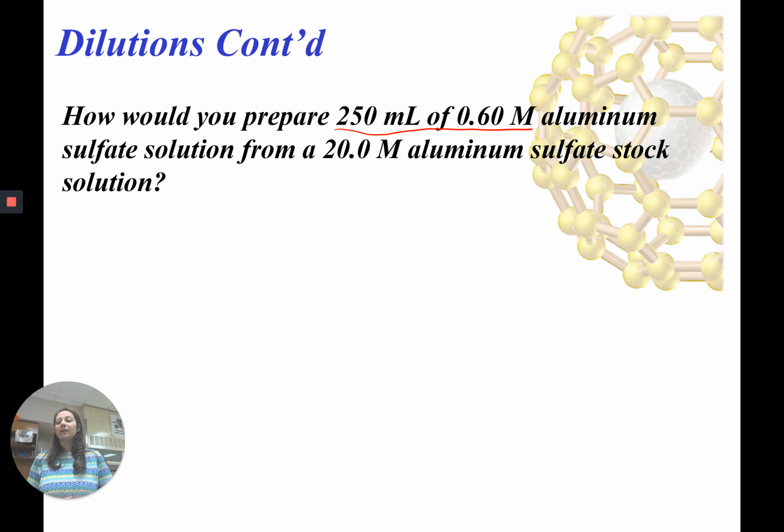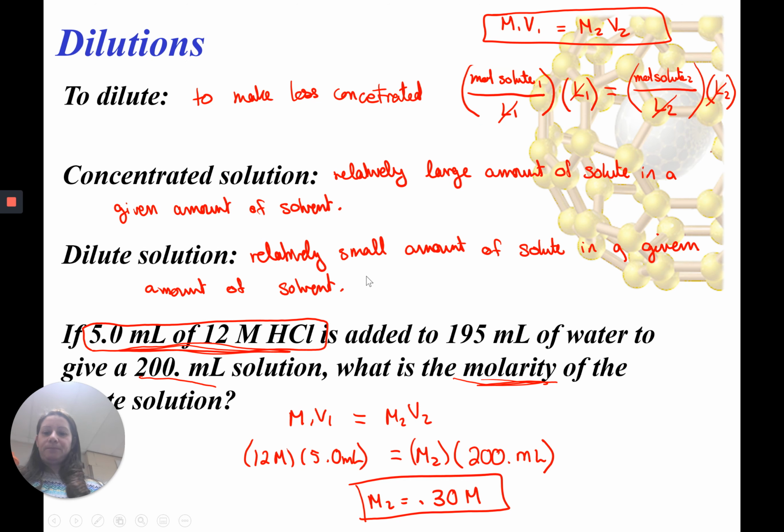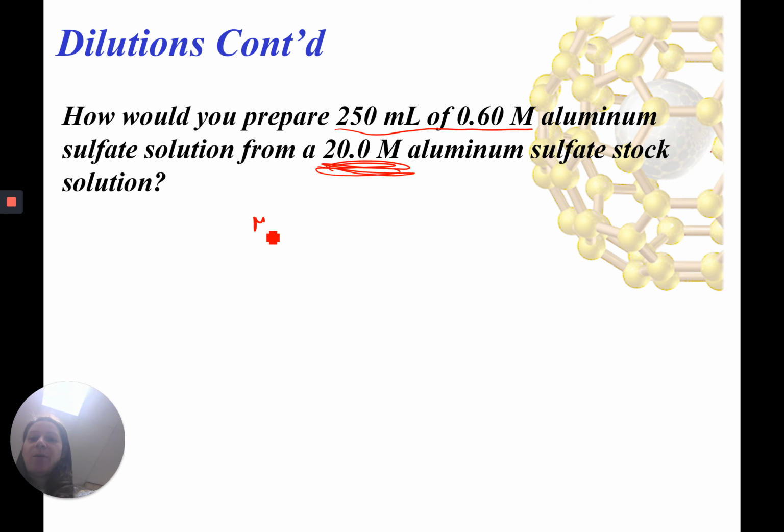So this is a problem that's similar here. I have very concentrated 20 molar solution. I want to know how much of that 20 molar solution I need to use to make only 250 mils of 0.60 molar solution. Since it's a dilution problem, I'm going to use the dilution equation, M1V1 equals M2V2.